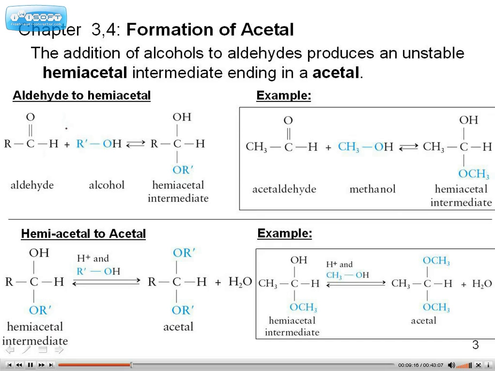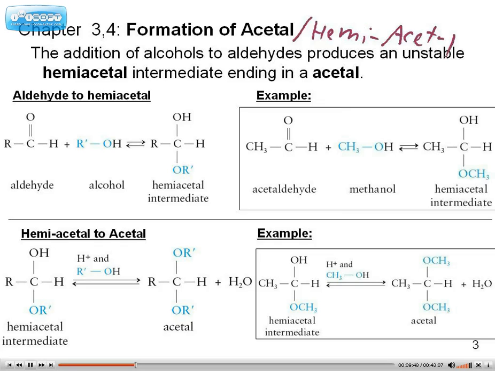Here are the reactions you have to know. In this first one, we're going to be forming an acetal. The other thing we're going to be forming is a hemiacetal. So even though it says up here formation of acetal, it's actually a combination of acetal and hemiacetal. I should point that out.